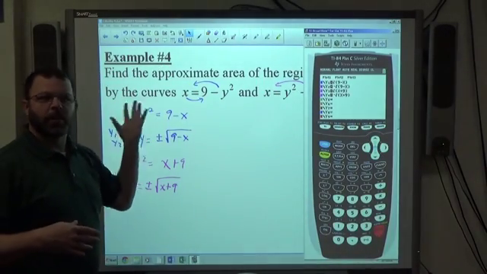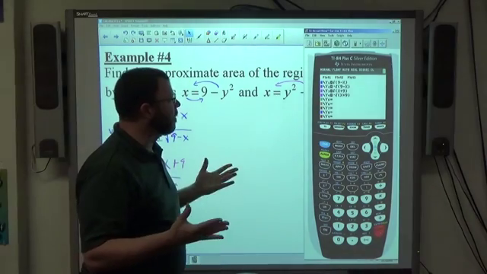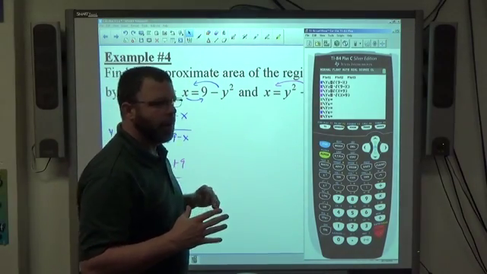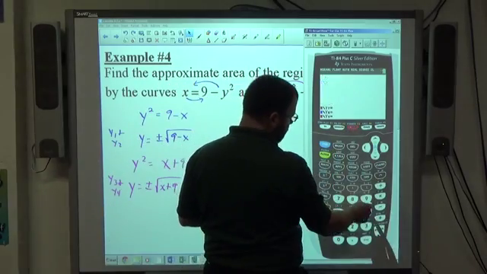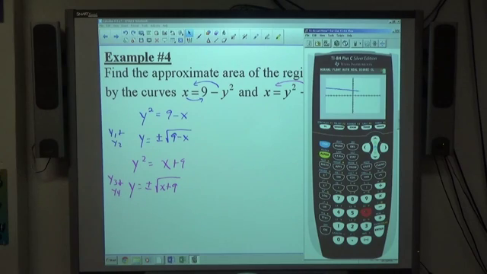If you had a calculator that didn't have colors on it, maybe use thin line, thick line, just to have things of the same type. If we don't have a real idea of where these graphs are going to be, we just do a zoom 6 to start off with. So the blue graph is x equals 9 minus y squared. The purple graph is x equals y squared minus 9. Again, we get that sideways parabola, and we get another sideways parabola.